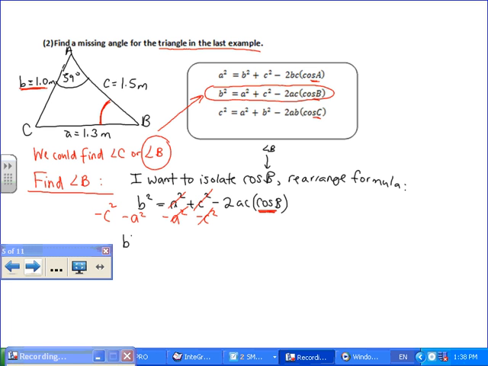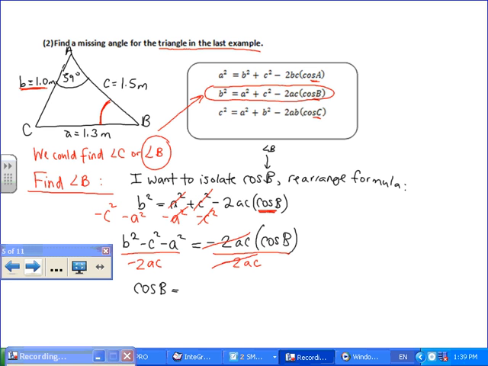I'm going to get B squared minus C squared or minus A squared, doesn't matter the order, equals negative 2AC times the cos of angle B. I'm still trying to isolate cos of B, so I need to divide both sides by negative 2AC in order to get rid of that negative 2AC that is being multiplied by the cos of B. So if I divide by that, I'm going to cancel it on the right-hand side. So I get cos of B, let's just flip it around so that I have cos of B on the left.